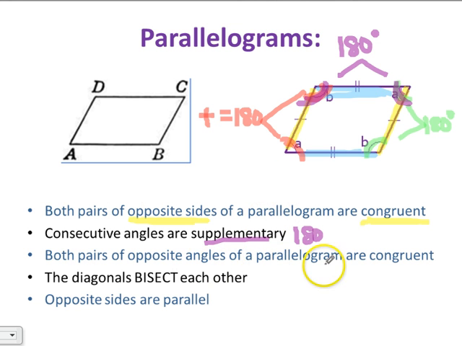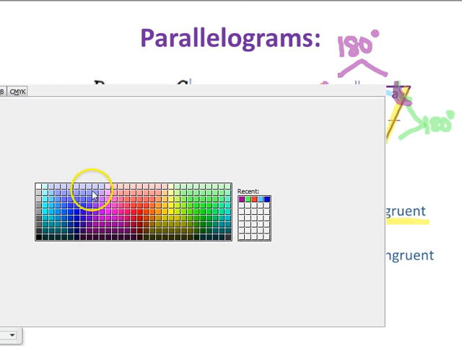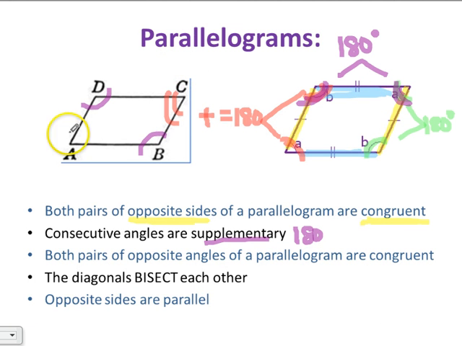Both pairs of opposite angles are congruent. So opposite angles are congruent. Those two would be congruent. And I'll do another set. I'll do double arcs to show that then. So opposite angles are going to be congruent.